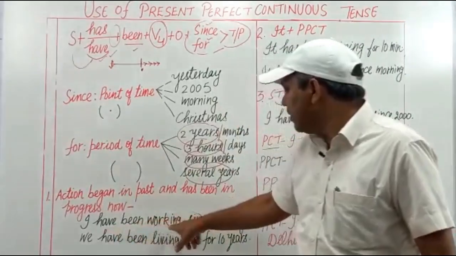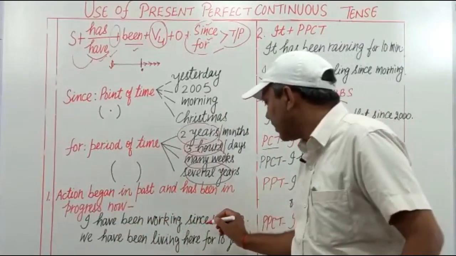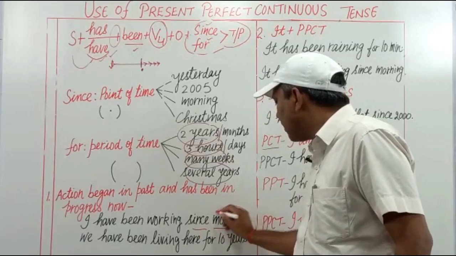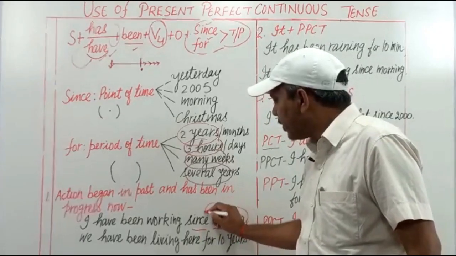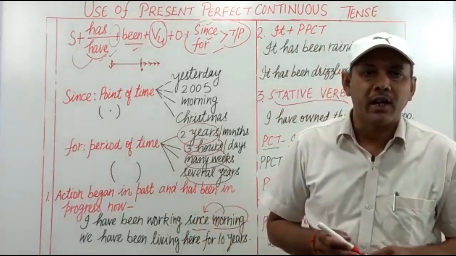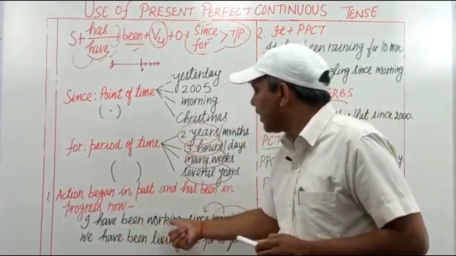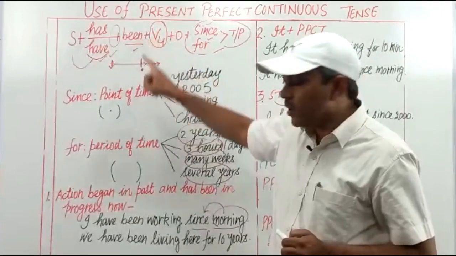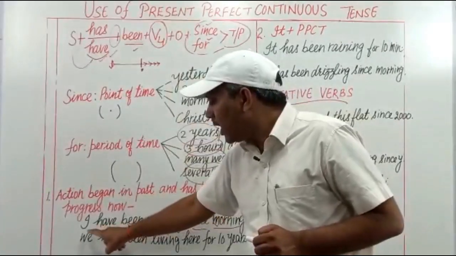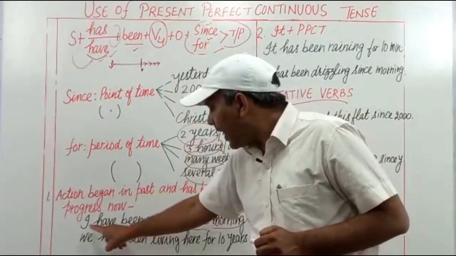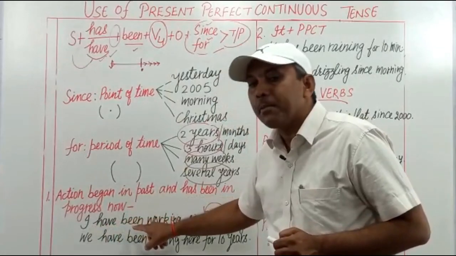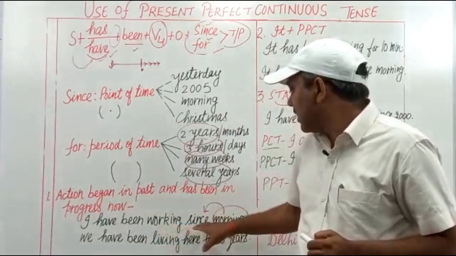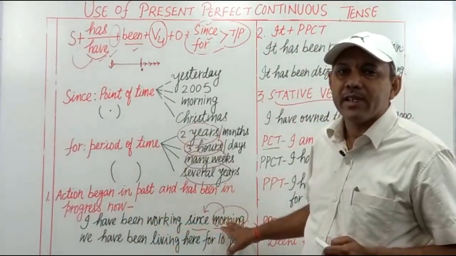I have been working since morning. Since morning. Morning is a point of time. We use since before morning. I have been working. According to the structure of the sentence, of this tense, we use have after I, then been, and for since morning the time phrase.